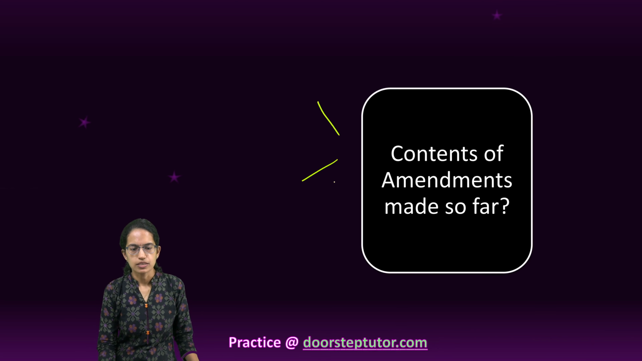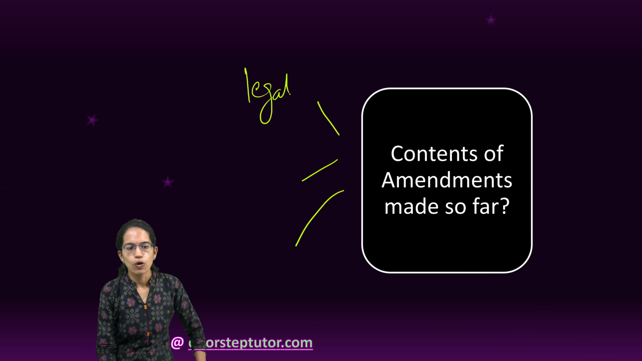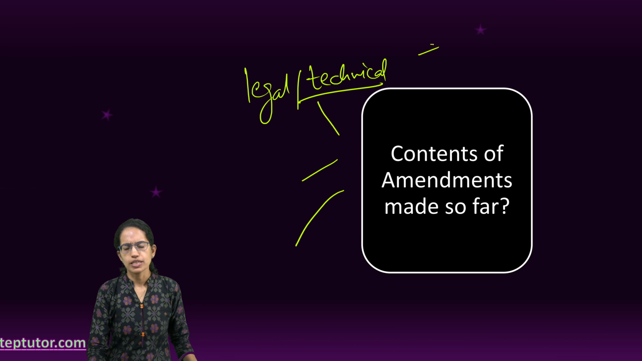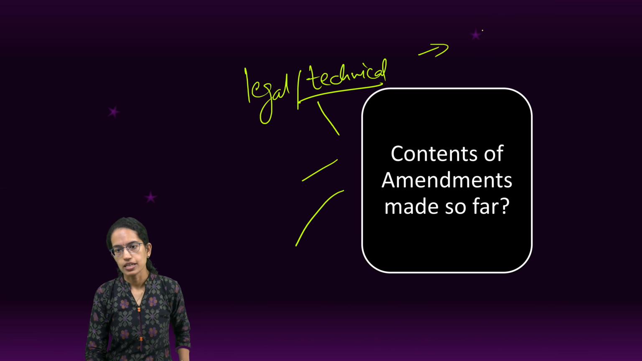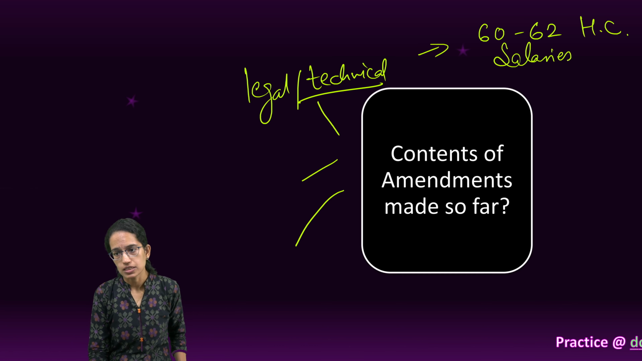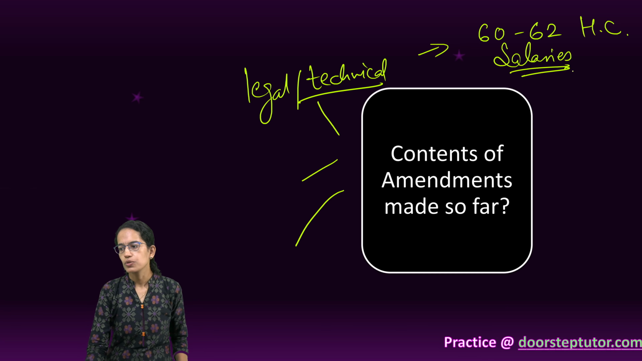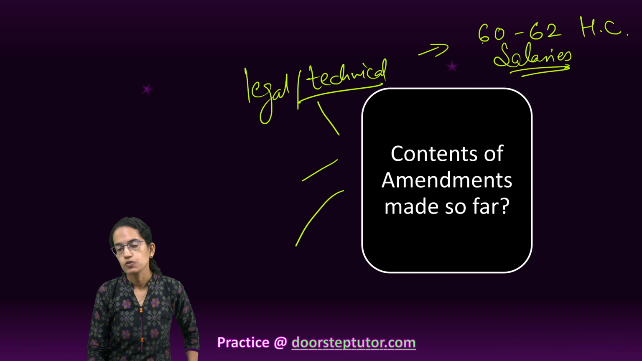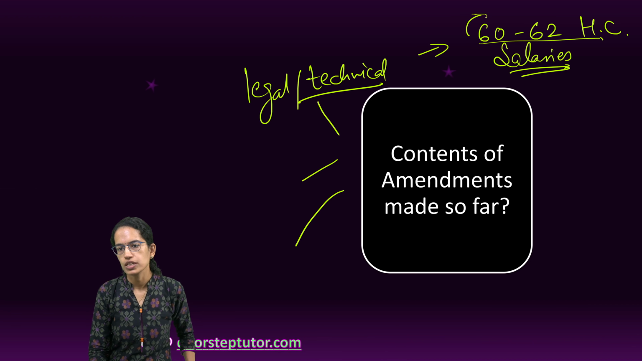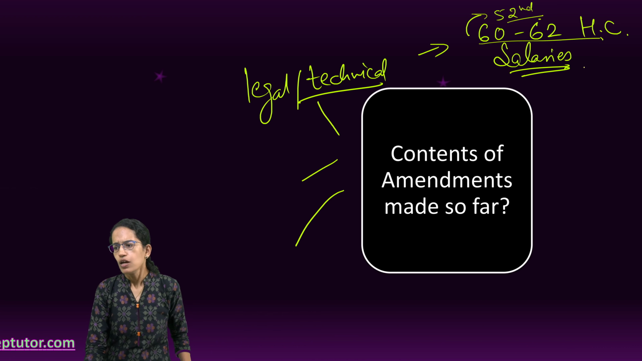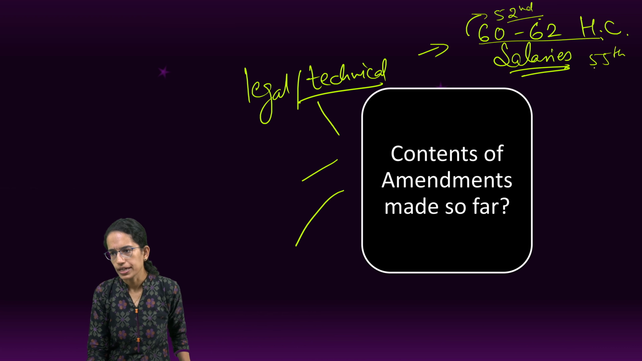Three aspects. One is the legal or the technical aspect. In this, I talk about simple things. For example, increasing the age of retirement from 60 to 62 for High Court judges. I can say salaries of the judges to be increased according to the Amendment Act. So, there are various Amendment Acts. For example, increasing the age was under 52nd Amendment Act. Increasing the salaries was under 55th Amendment Act.